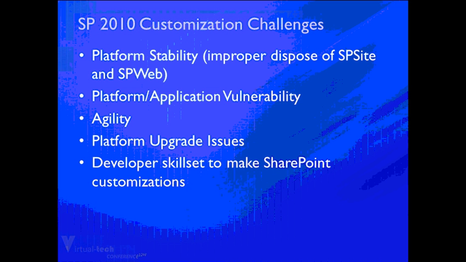Okay, the customization challenges, right? As we all know, one is the platform stability, which we explained earlier: the improper use of SPSite and SPWeb objects. One of the things frequently seen is that your IIS app pools get reset frequently without a predictable way. Internally, SPSite and SPWeb hold a lot of database connections. If you don't dispose them properly, it keeps a lot of unclosed or open database connections, which is a very costly resource. Another impact, from the practical point of view, is the platform upgrade issues.